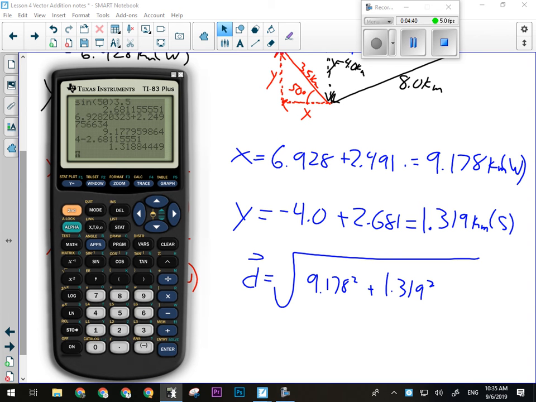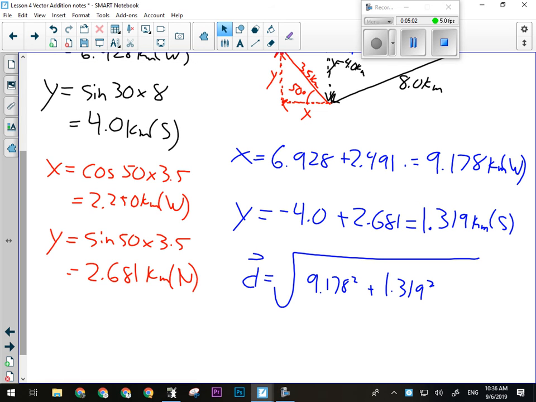Okay, so take that one squared, and then the other one squared, and take the square root. So my overall displacement is 9.27 kilometers.